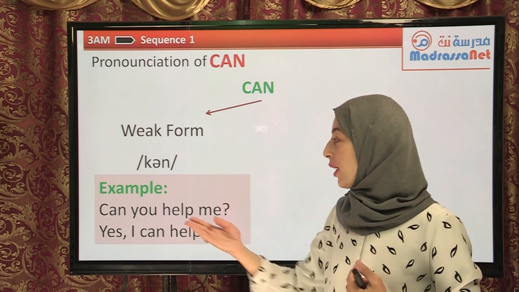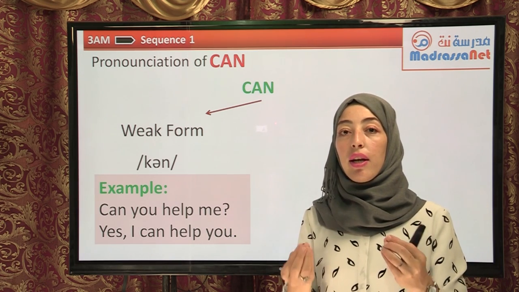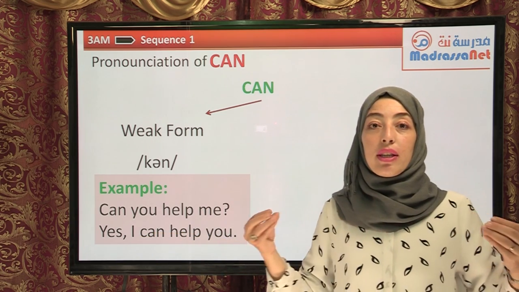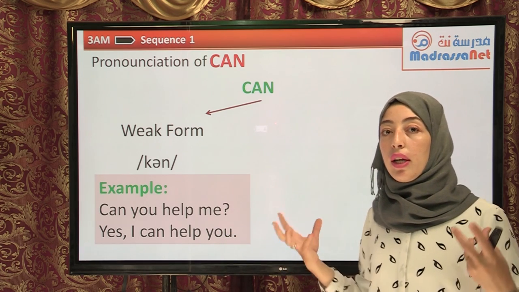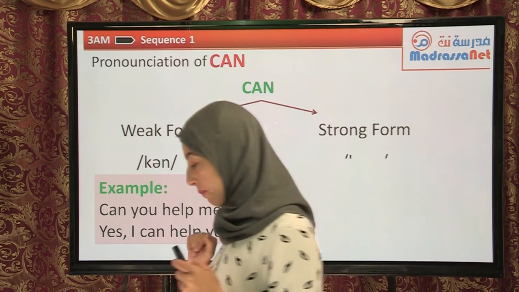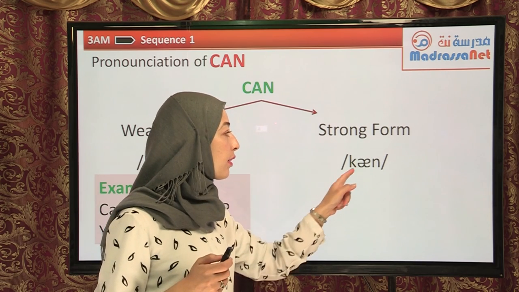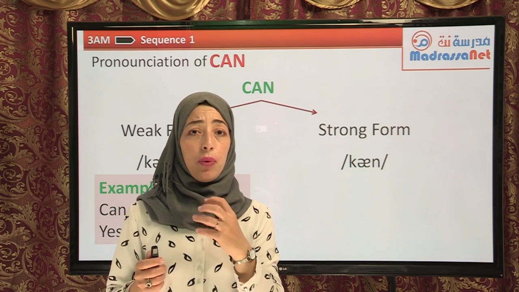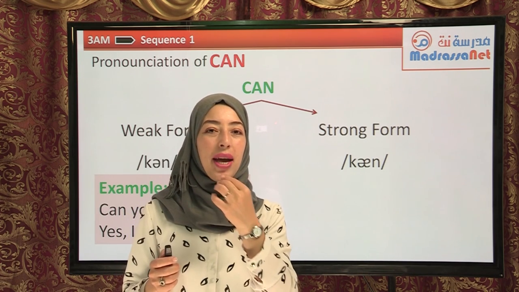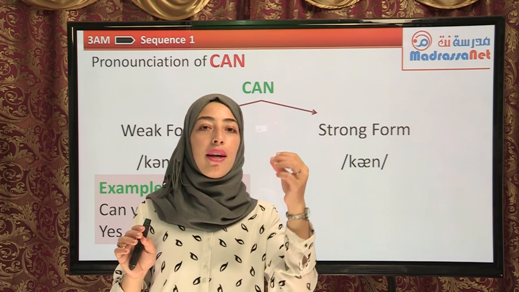It's weak form. Here in the question we learned that we use the weak form of can. Yes, I can help you. In the affirmative sentence we can use the weak form of can. The strong form, this is how we write it, can. The strong form. We don't say can, can. No, can. Can. Leaning slightly toward the a sound, between the two a sounds. Can.